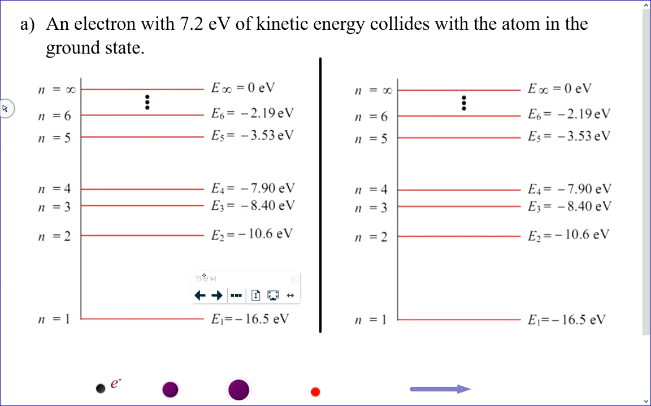So A says an electron with 7.2 eV of kinetic energy collides with an atom in the ground state. So you need to understand that there are two electrons we're talking about. If I say the atom is in the ground state, then that means there is an electron in the atom in the ground state. But I'm telling you that atom is going to be hit with another electron, a bombarding electron, and that bombarding electron is going to hit the atom, and it's carrying with it 7.2 eV.